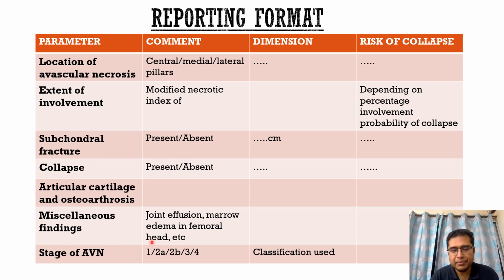So stage of AVN, typically the modified Ficat and Arlet is followed now, which includes 2A and 2B separate entities, and other miscellaneous findings like joint effusion, marrow edema in the head of the femur also have to be conveyed to the clinician. Dimensions of the avascular necrosis, the area, the subchondral fracture, the collapse segment, everything wherever required has to be mentioned and given, because it will help in the calculation of risk of collapse.